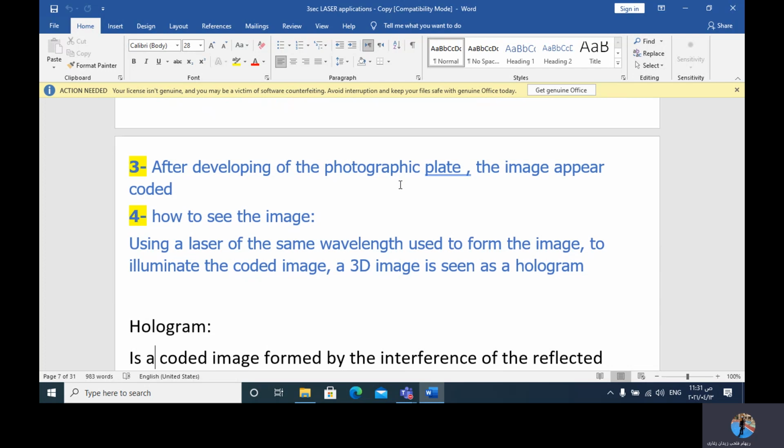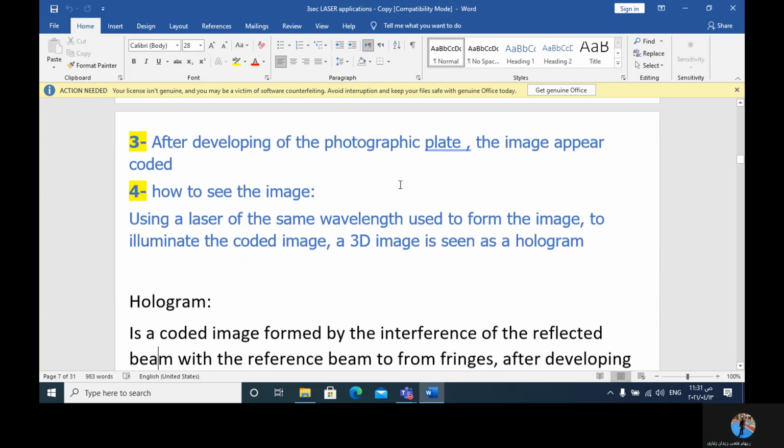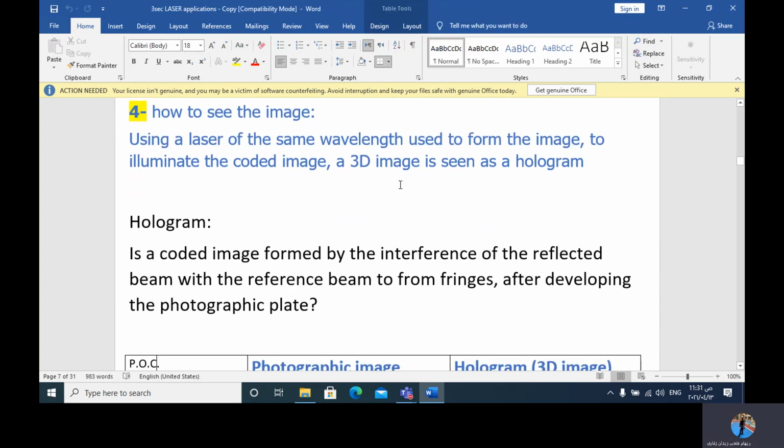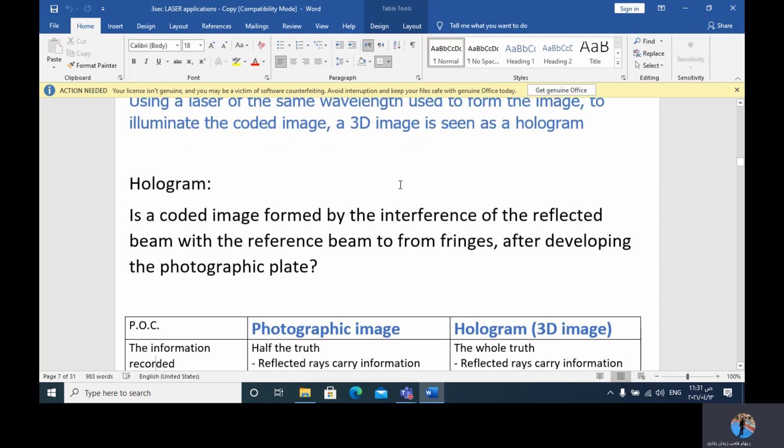I can see the image in 3 dimensions. I can see if it has some parts up and down or grooves or internal parts. I can see many features that I cannot see in a 2 dimensions image formed by a normal camera. So the hologram is defined as a coded image formed by the interference of the reflected beam with the reference beam to form fringes. So this will form fringes.